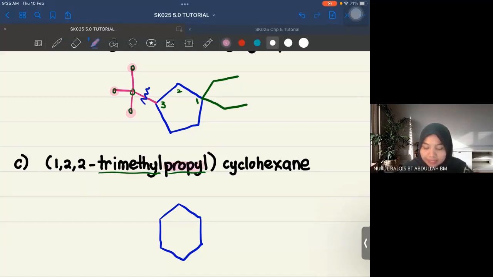So kita ada propyl. So propyl here adalah 1, 2, 3. Okay, settle. And then at carbon number 1, 2 and 2 we have methyl, all of them 3. Jadi kita ada dekat sini 1, 2, 2. Macam tu. 1, 2, 2 trimethyl propyl cyclohexane. So this is your structure.